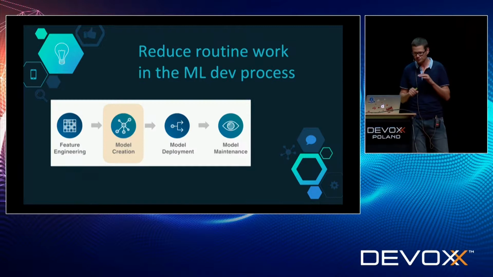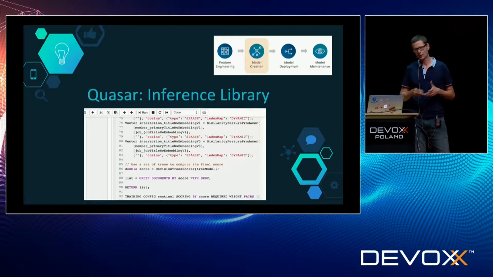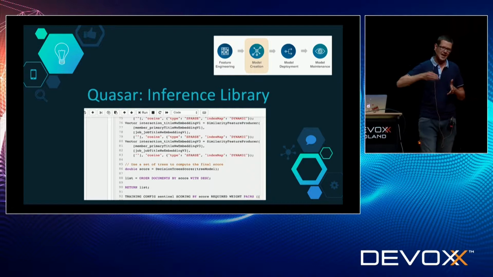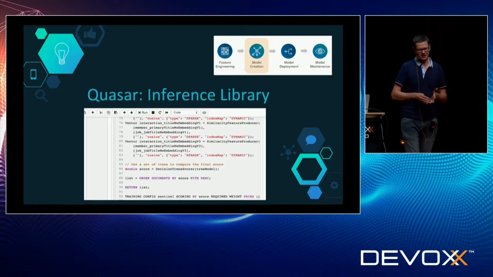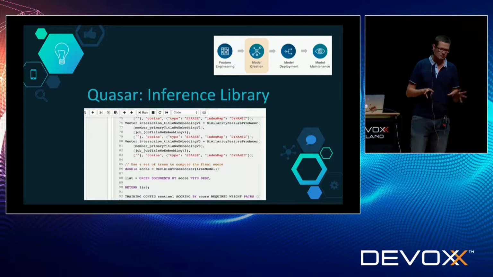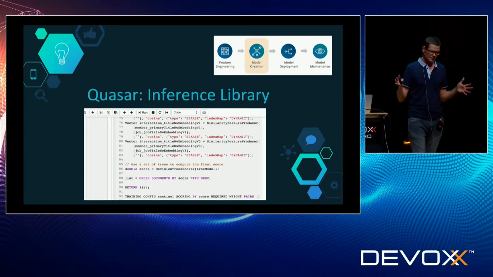The next part is model creation. There, a couple of systems and tools I want to talk about. Quasar is our internal tool for executing models. We found a DSL to be the best format for this. So we came up with an external DSL that can accurately describe a model, and it's reasonably flexible to support different kinds of algorithms and technologies. This is something that we found most useful to achieve a standardized inference library that we can use across LinkedIn.